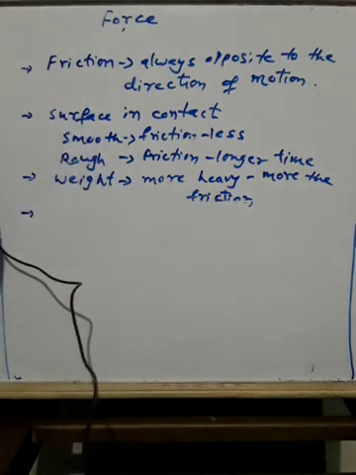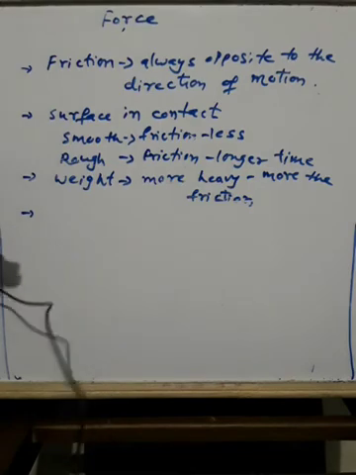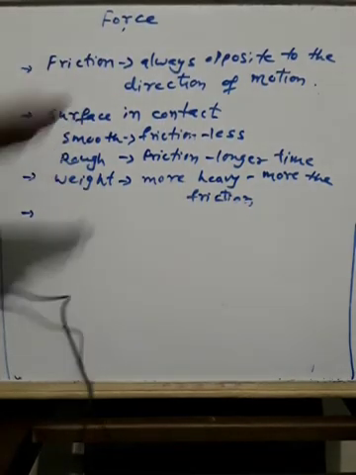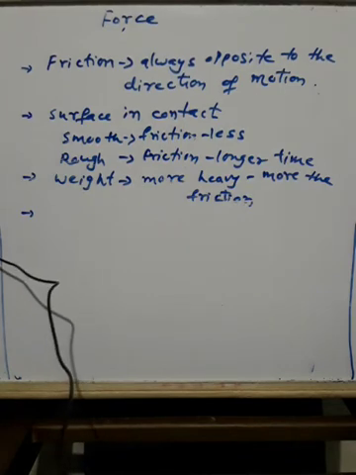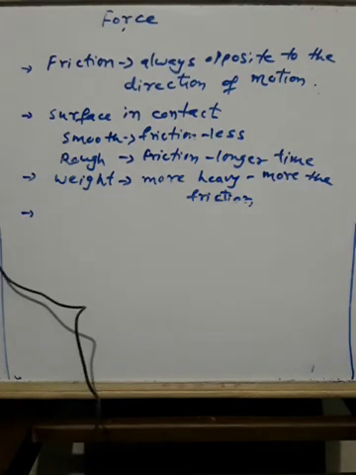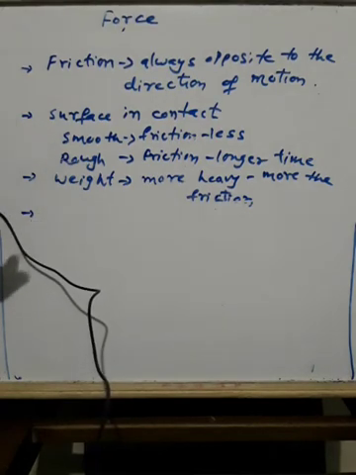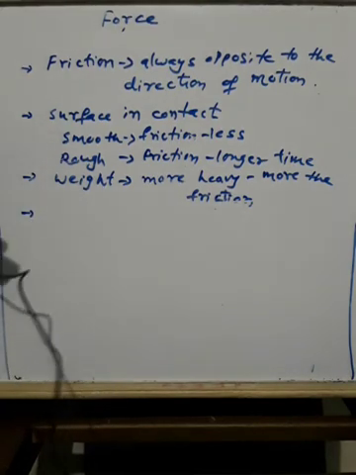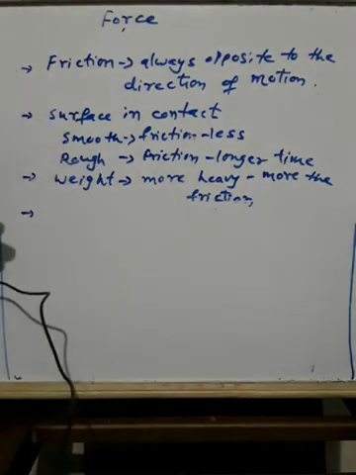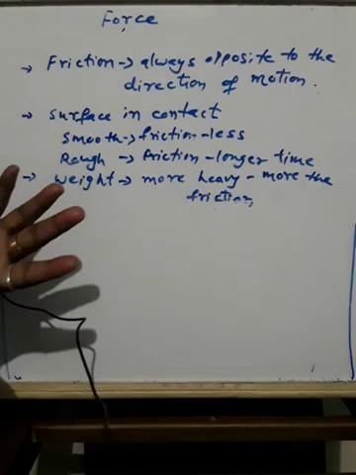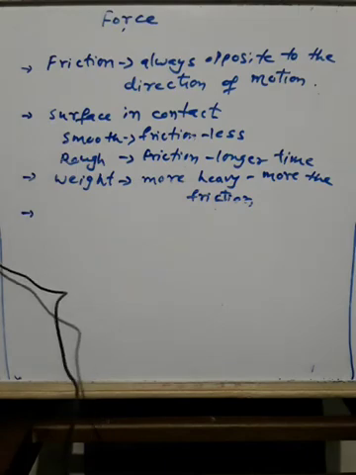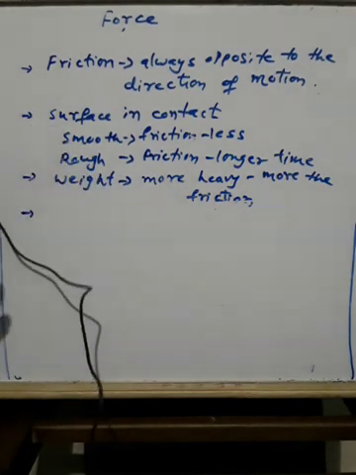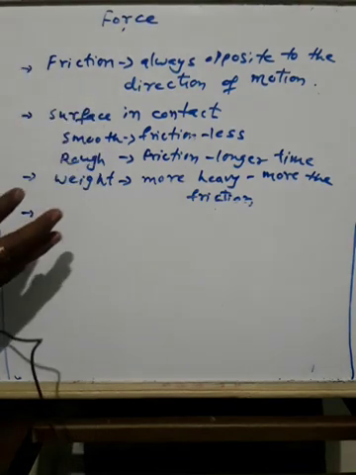Okay, and one more property is that friction produces heat. When you rub your palms against each other, they produce heat. Friction is also produced when objects move through air or water. Any vehicle moving through air or water, like aeroplanes, ships and boats, experiences friction. Even though a boat is moving on the water surface, it experiences friction from the water on the boat. That's why friction is always in the opposite direction of the motion. So these are the properties of friction.